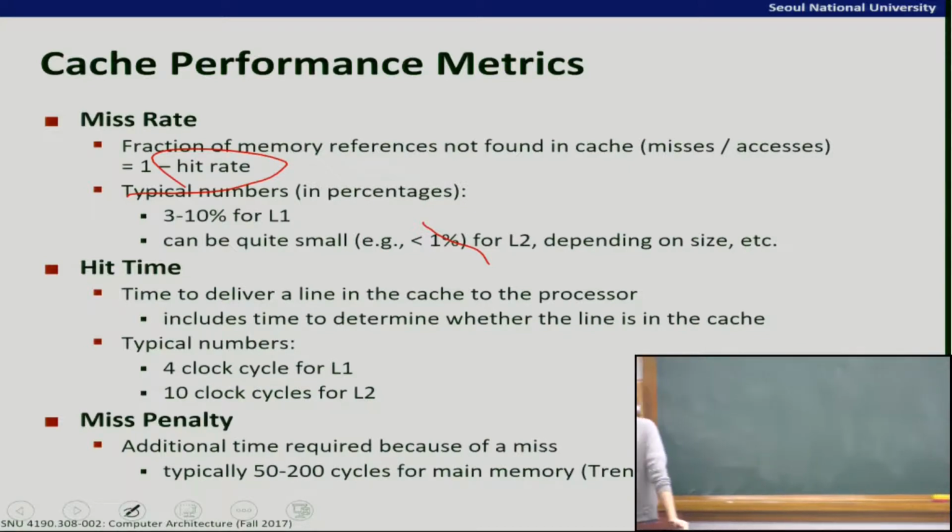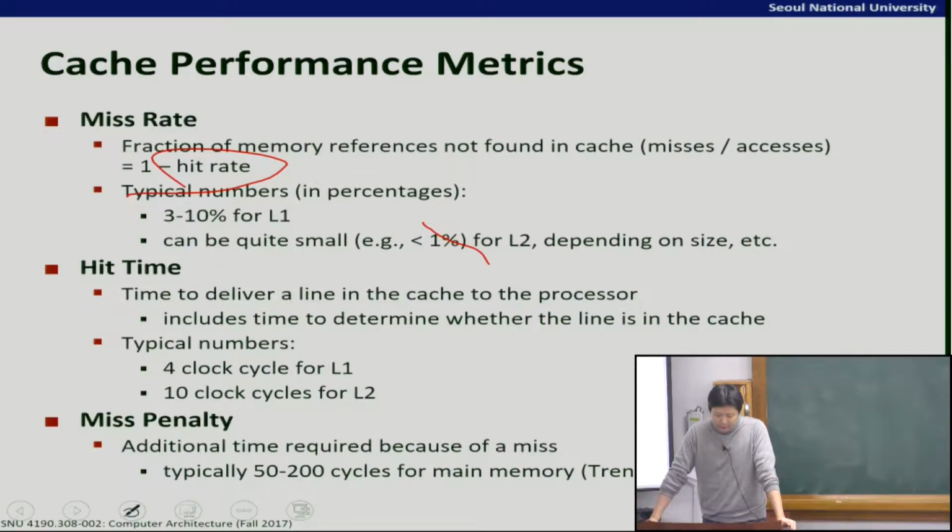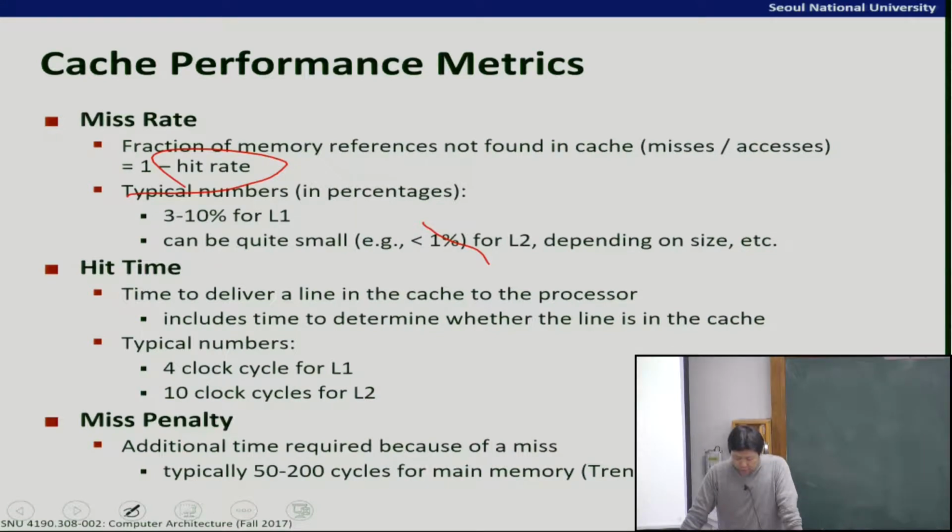And the second measure is hit time. Hit time is how much time it takes to deliver a cache line to the processor. It also includes the time to determine whether the block or line is in the cache. As I said, I use line and block interchangeably; line and block are the same thing. Typical numbers: in the Haswell processor, hit time took 4 cycles for L1, 10 clock cycles for L2, maybe 40 to 75 cycles for L3, and so on.